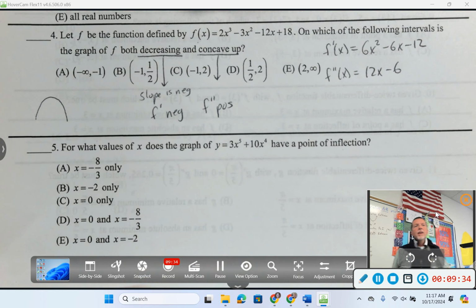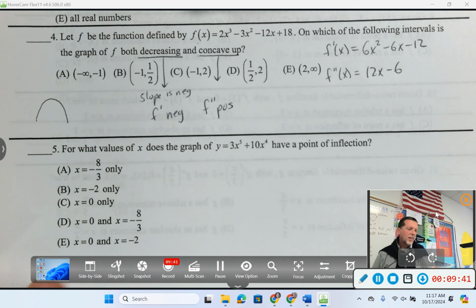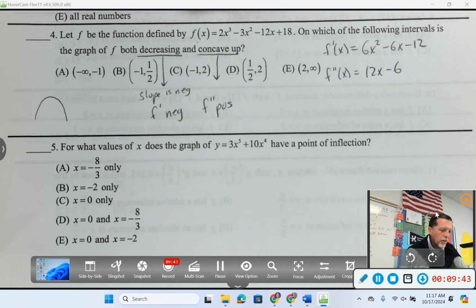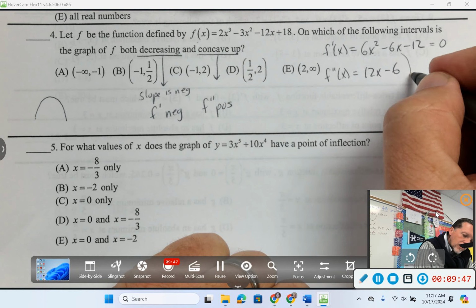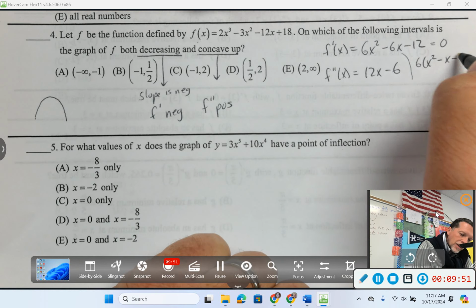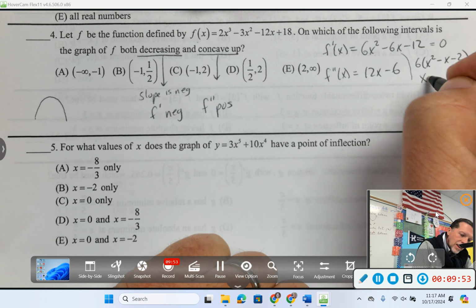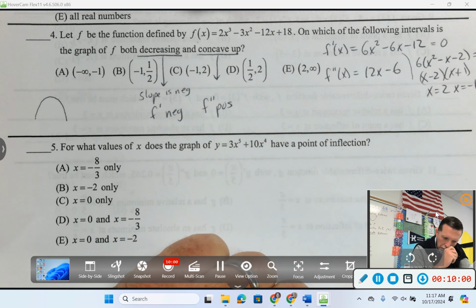Okay. So I got to do the same process for both of these. Set them equal to 0, put them on the number line, test the intervals, and then make sure I answer the question correctly here. So the first derivative, take out the 6. That makes factoring kind of easy. So x equals 2 and x equals negative 1.